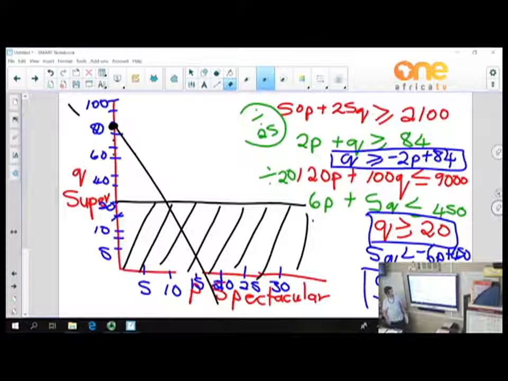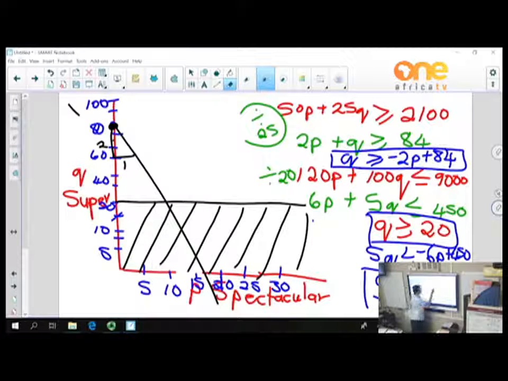Work with sharp pencils. 2 down and 1 to the right. 2 down and 1 to the right. It doesn't matter if you take 20 and 10, you will still get the correct shape. 20 down, 10 to the right. Okay? And now, which side will we shade?